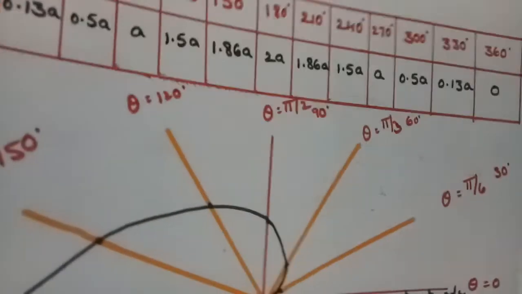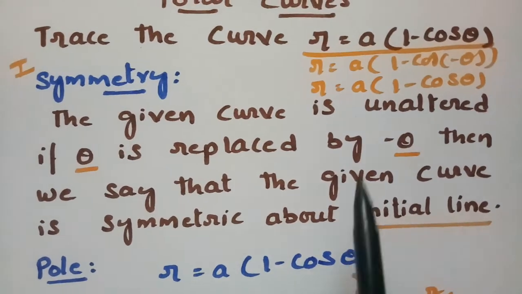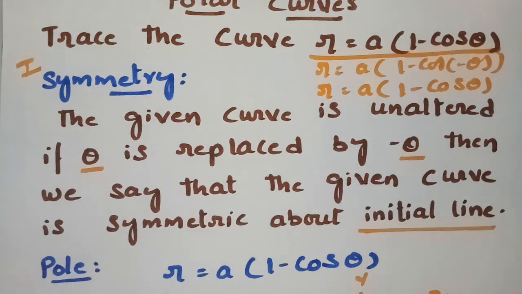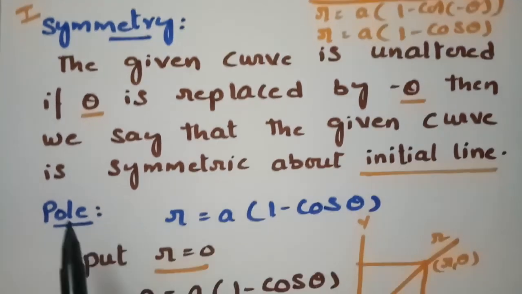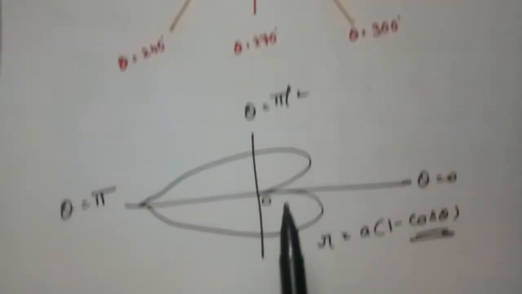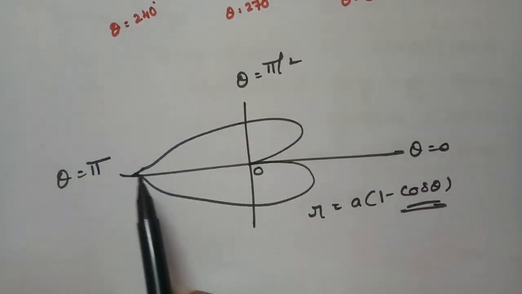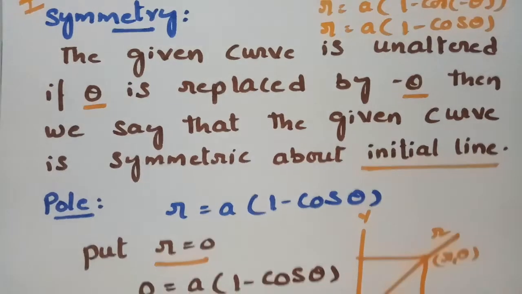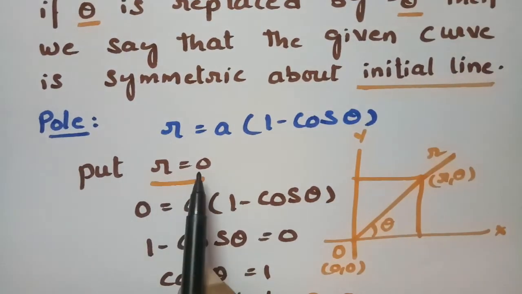So it's so simple. So, symmetry. Even if I keep minus theta in place of theta, the equation is unaltered. Therefore, we say that it is symmetrical about the initial line. So as you observe here, whatever shape we have here, we can automatically draw as it is a symmetrical figure. Next one. Coming to the pole, we have to put r is equal to 0.